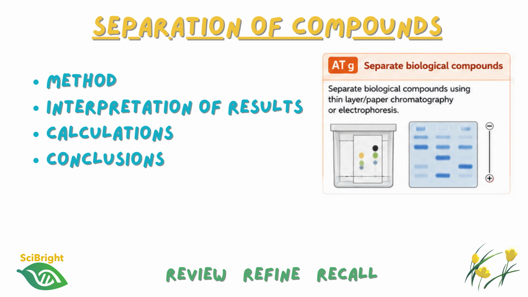ATG covers the separation of biological compounds using chromatography or electrophoresis. Now, thin layer chromatography can be used to separate photosynthetic pigments and is often completed as a required practical. You will need to do the maths for calculating the RF values also.